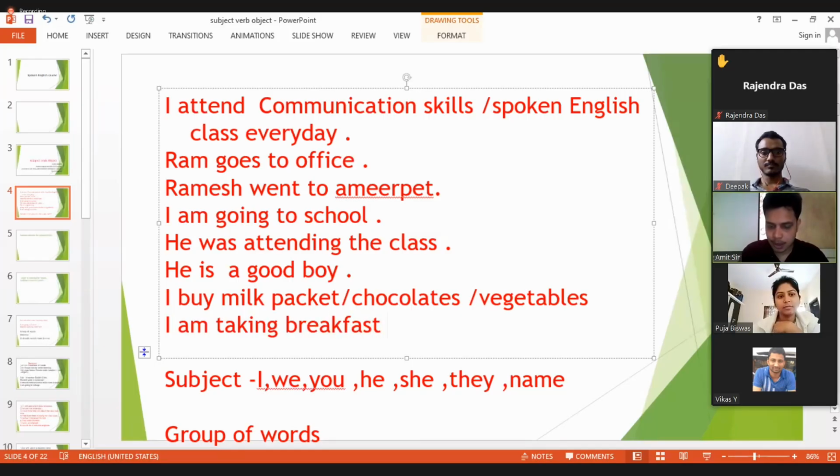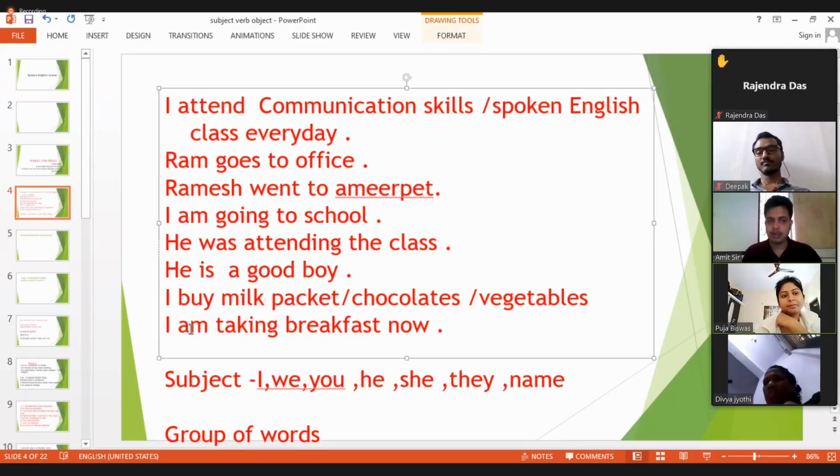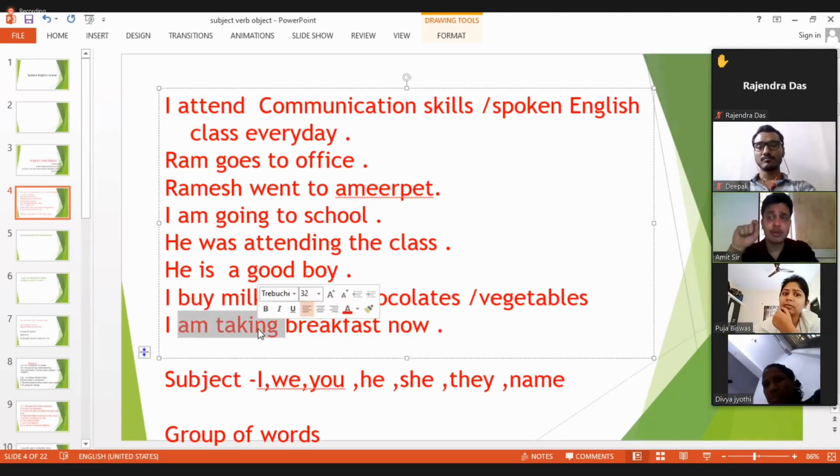Okay. So what is subject? Subject I. Okay. And what is verb in this? Taking. There is one mistake. It's am taking. Even though you may consider am as a helping verb, even the helping verbs come under verb.